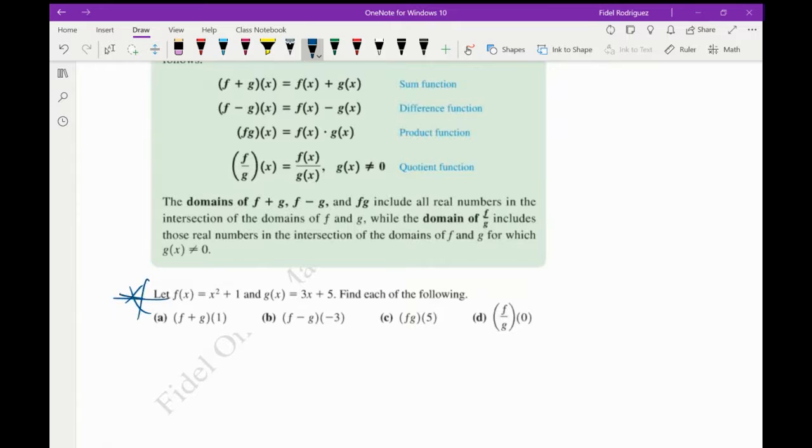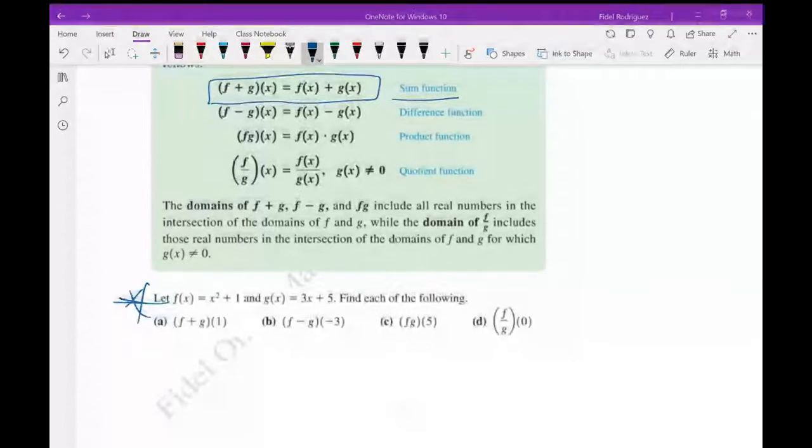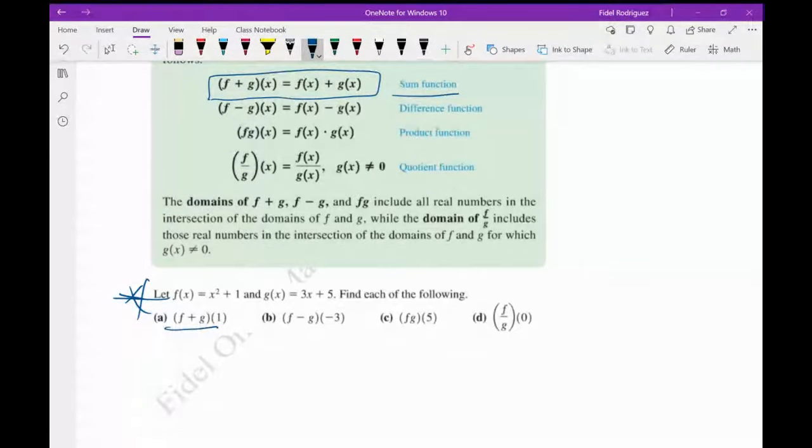This one right here. So if you look up here, we have something that we call the sum function. Sum just means we're adding, like sum, difference, product, quotient. We're either adding, subtracting, multiplying, or dividing. So when it says, how do we do f plus g of 1? We're going to do it like this. We're going to say, what's f of 1? And what's g of 1? And then when we get those answers, let's add them together.